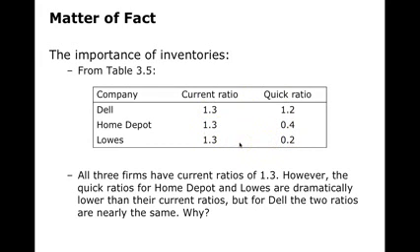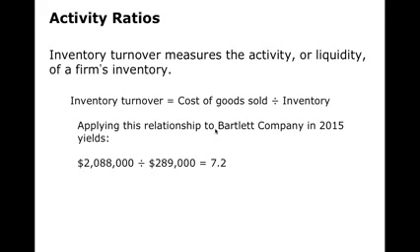So Dell is the most efficient in managing their inventory, and that's why they have the smallest drop going from current to quick ratio, where Home Depot and Lowe's are holding a lot of inventory. That makes sense because Dell employs just-in-time inventory, so they don't keep a lot of inventory on hand. And Home Depot and Lowe's have to stock a lot of inventory on the shelves, and that's why it's important to see what their quick ratio looks like after you take away their inventories.